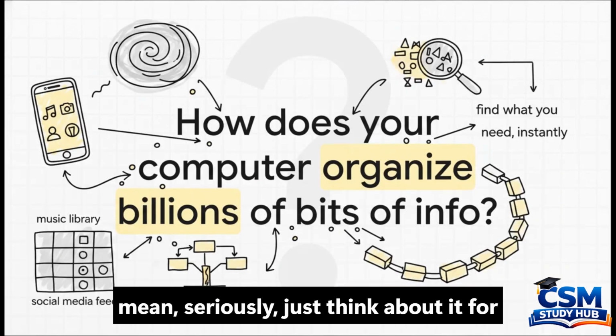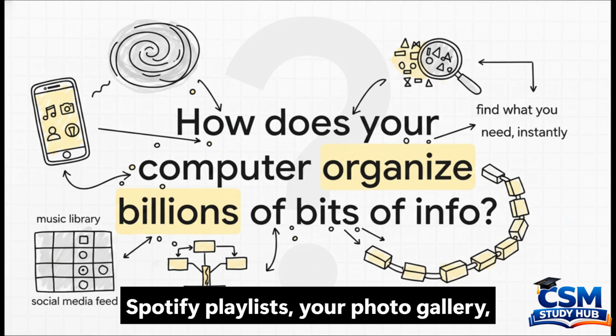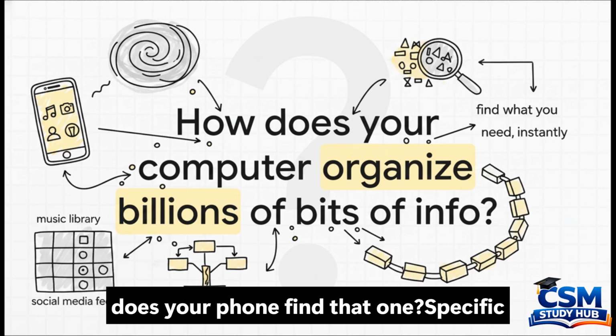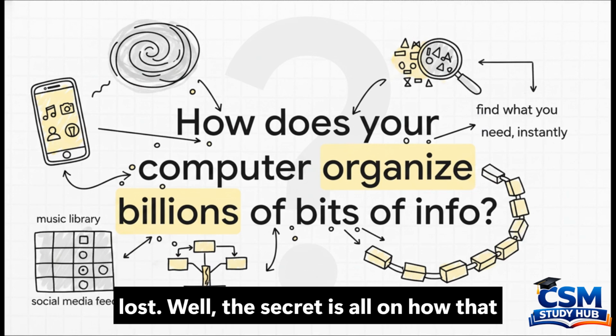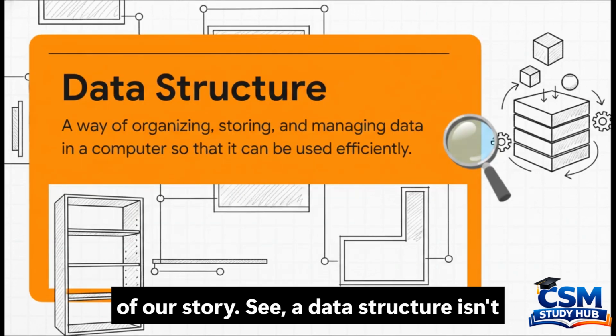I mean, seriously, just think about it for a second. Your social media feed, your Spotify playlists, your photo gallery, it's all just data. So how in the world does your phone find that one specific song instantly without getting totally lost? Well, the secret is all in how that data is organized. And this is the hero of our story.